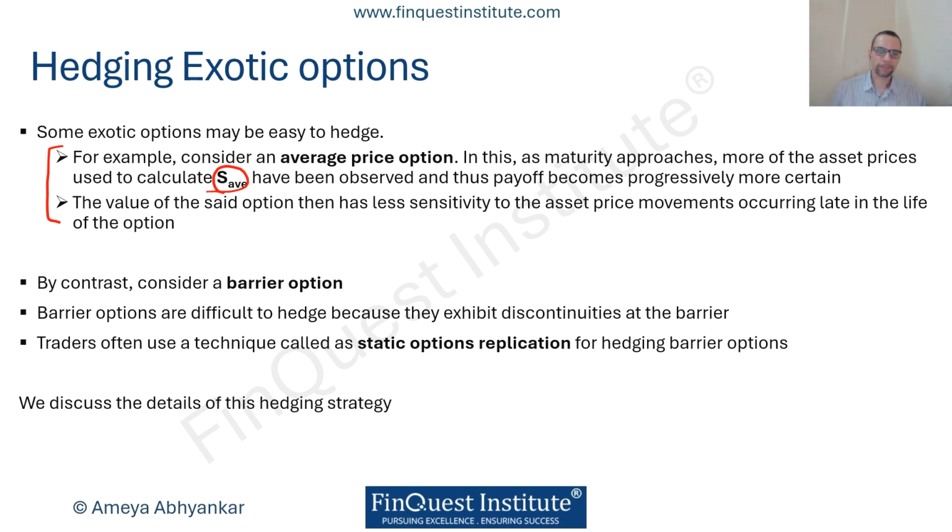Now, in contrast, take an example of a barrier option. Barrier options are difficult to hedge because they have a discontinuous behavior across the barrier. So, out of the many strategies which dealers might use in order to hedge a barrier option, one very popular strategy is what we call static options replication. So let's discuss this static options replication strategy. It's very interesting and something which is very popular amongst market participants.